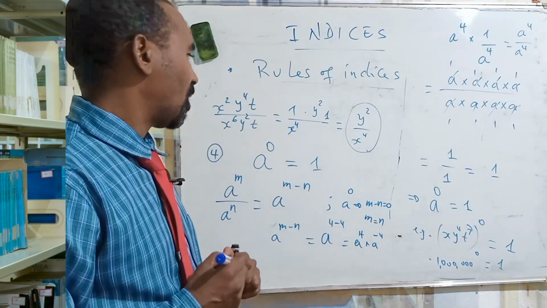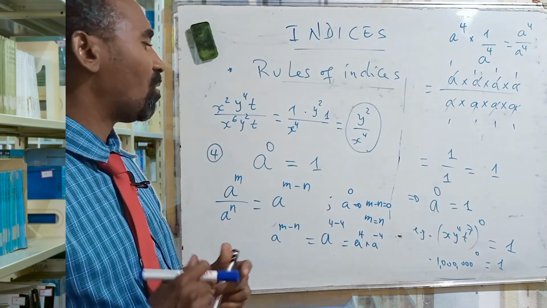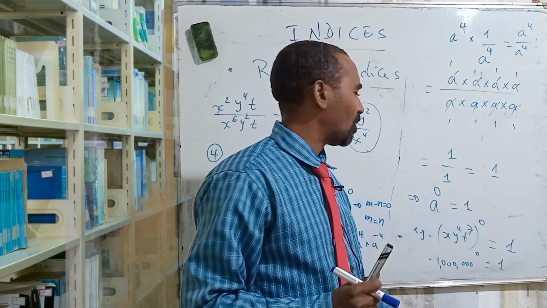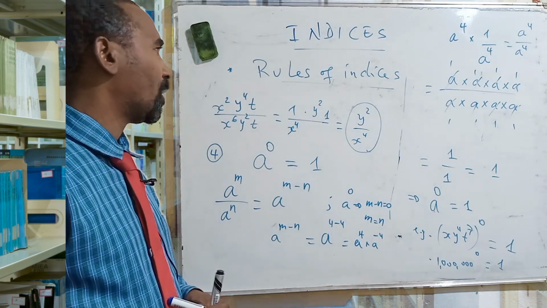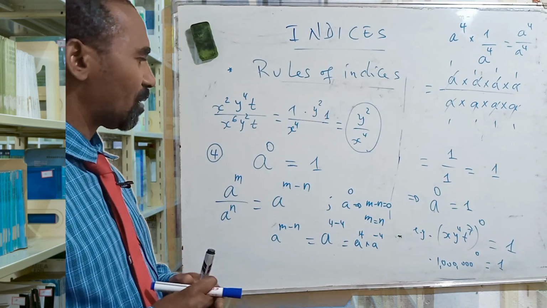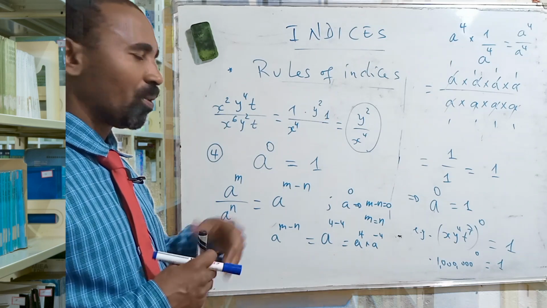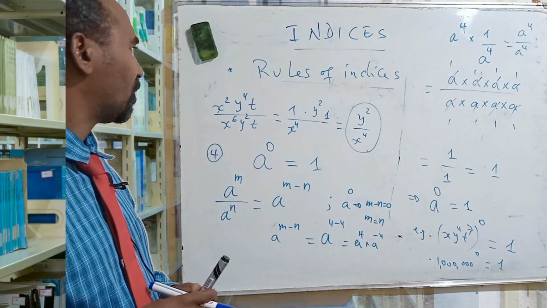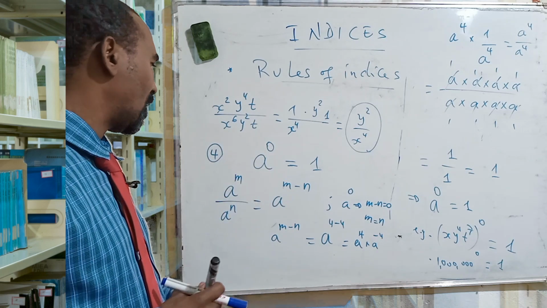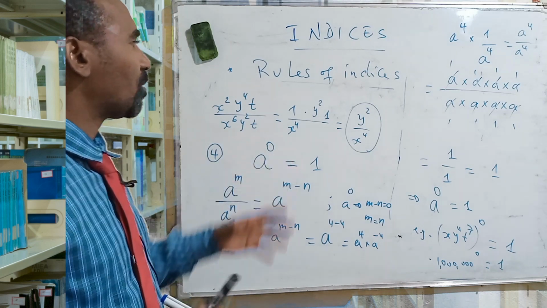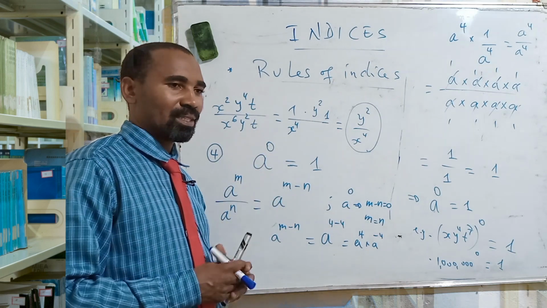This is a very important property. Whenever you have anything to power 0, it will be 1. Now, these are the first 4 properties. We will continue to give you more until we get all properties that can help us to simplify indices.